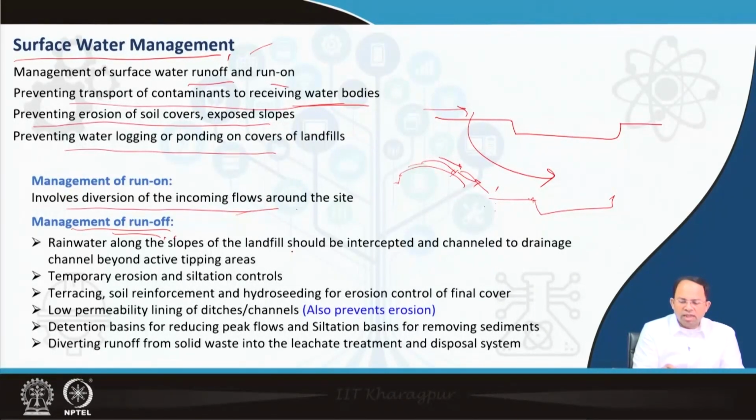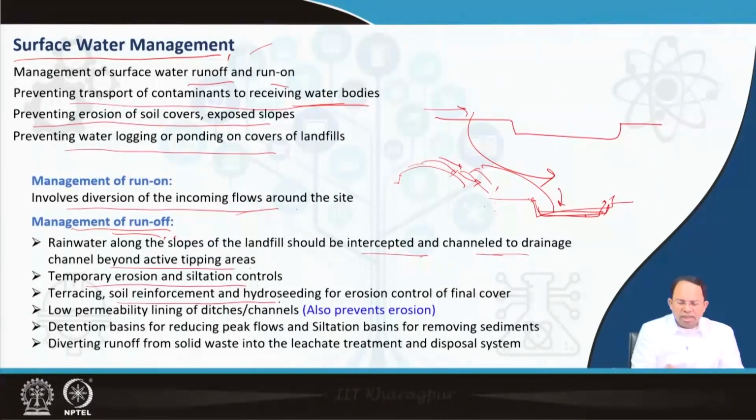The rainwater along the slopes of the landfill should be intercepted and channeled to a drainage channel beyond the active tipping areas. That means we should make sure that the water falling on the landfill is not flowing uncontrolled. It should be intercepted at certain distances using some drainage system. As I was explaining earlier, in the benches we have to create drains where we can collect the water, and we also have to do temporary erosion and siltation control. That means the water flowing from the surface has to be held for a certain amount of time, maybe in detention or retention basins, so that sedimentation happens. We collect the soil back and can use it again as cover, right?